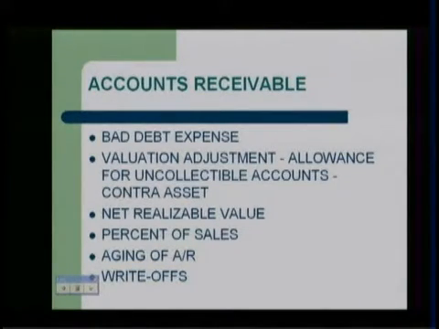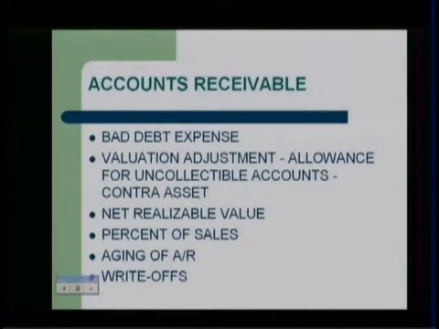So we can do that one of two ways. We can do it by looking at how much our sales were on credit and taking a percentage of those credit sales and saying, okay, that's how much we won't collect. That's called the income statement approach.